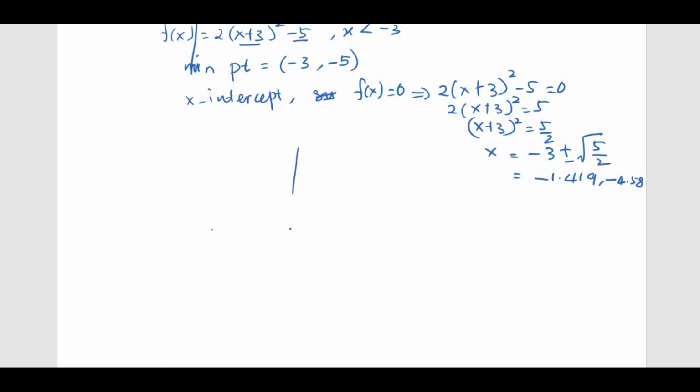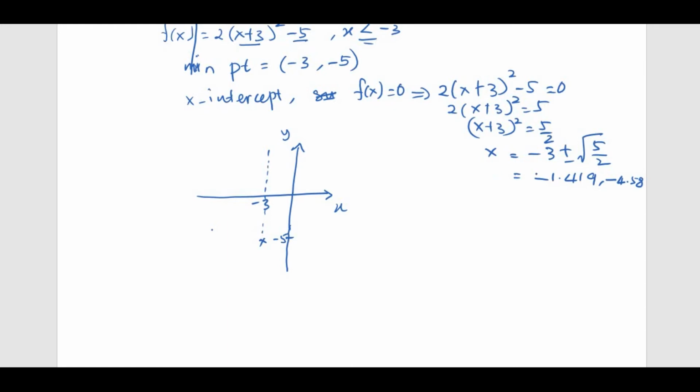So you have, this is the y-axis and this is the x-axis, and then the graph should be less than negative 3. So you can draw a dotted line here. So this is negative 3. Your graph should be at the left hand side of negative 3. And then what else do you have? You have the minimum point at negative 3, negative 5. So let's say this is negative 5. So this is the minimum point.